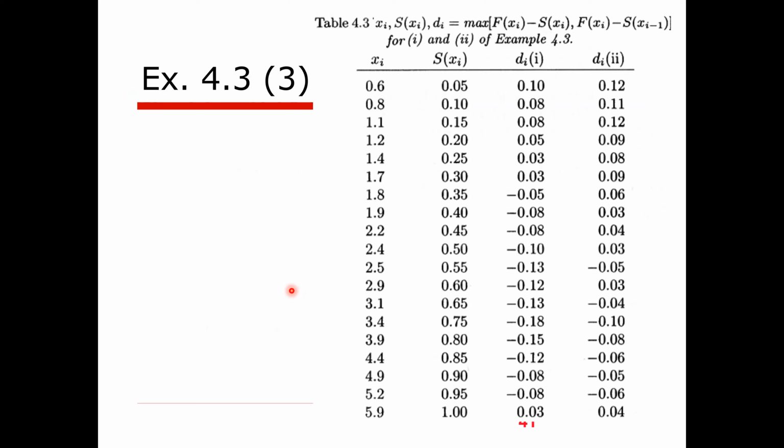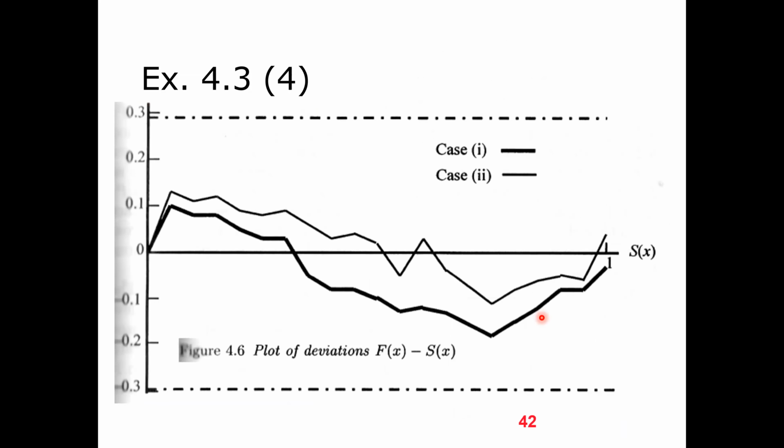Then in table 4.3, this table, we listed all the observations, the Sx, and then we listed the deviation of the two cases. So the maximum D1 is negative 0.18 here, and maximum D2 is positive 0.12. This one is a little bit closer than this one versus the CDF. So then we can visualize the table information on this graph, the Ross graph.